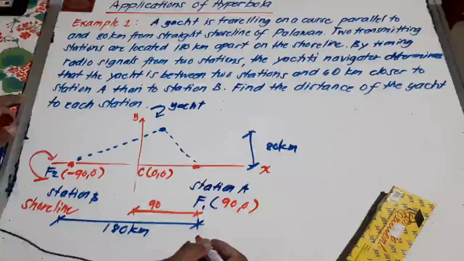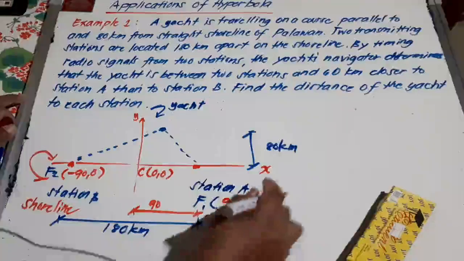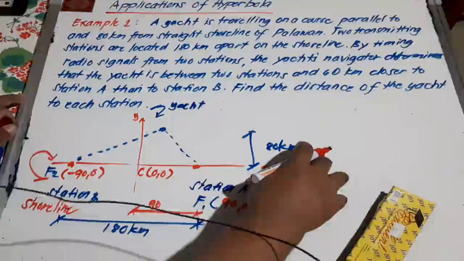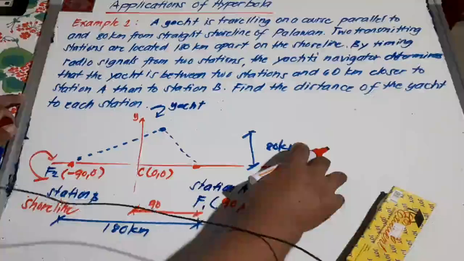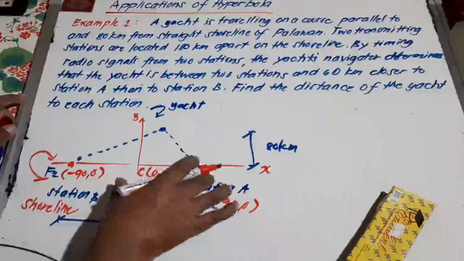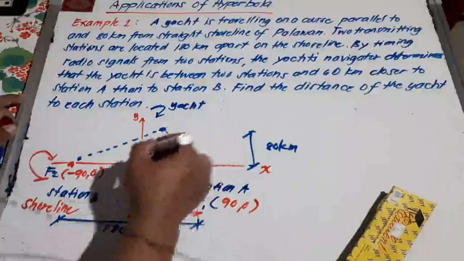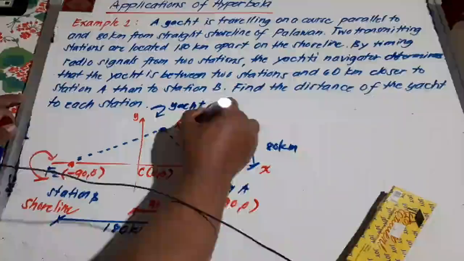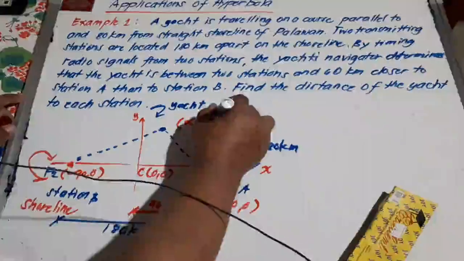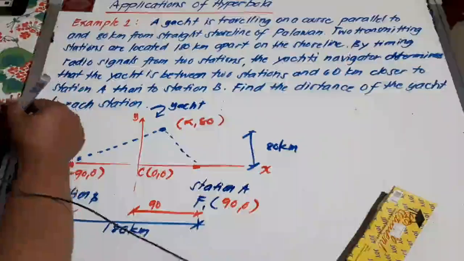Okay? And then, the vertical distance ng yate dun sa ating x-axis is 80 kilometers. So we do not know the horizontal distance. So ito yung horizontal distance niya. So the location of the yate will be x, 80. Okay? Lagyan natin dito.